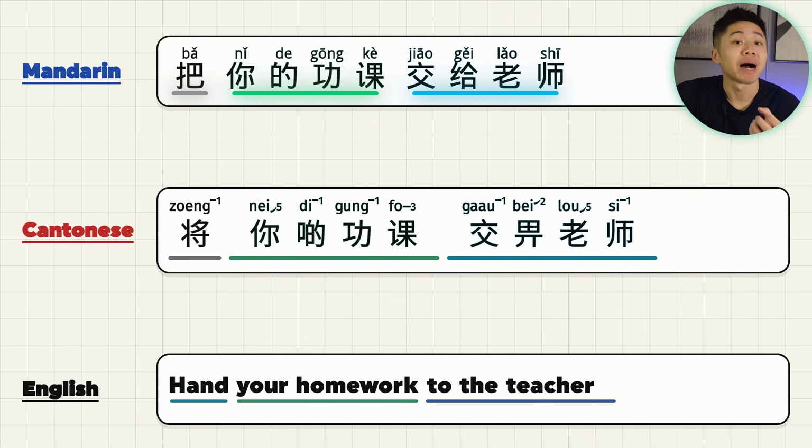And then another one, 把你的功課交給老師. In Cantonese, 將你啲功課交俾老師. So 將把 means to basically take it. 你的 your, 功課 homework. 交俾 means to basically give, to hand over, and then 老師 teacher. So those are commands. Now let's look at statements.